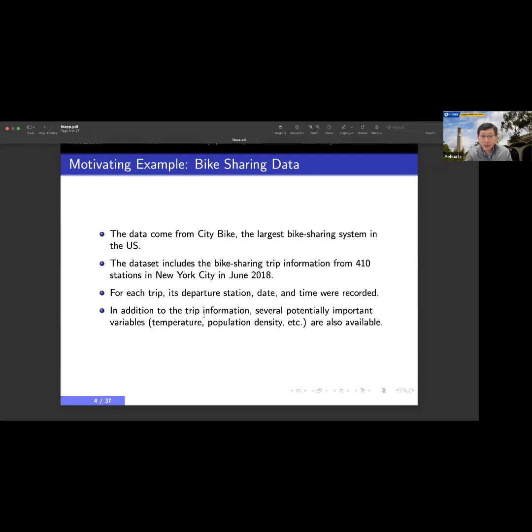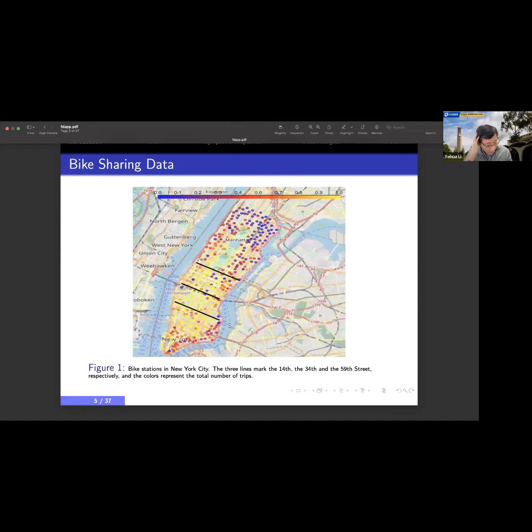In addition to the trip information, we also have some important covariates collected, for example, the temperature of that day, population density near that station, etc. All of these can be helpful in modeling the intensity of these events. So you can imagine this kind of modeling eventually can be applicable to many kinds of business-related applications.